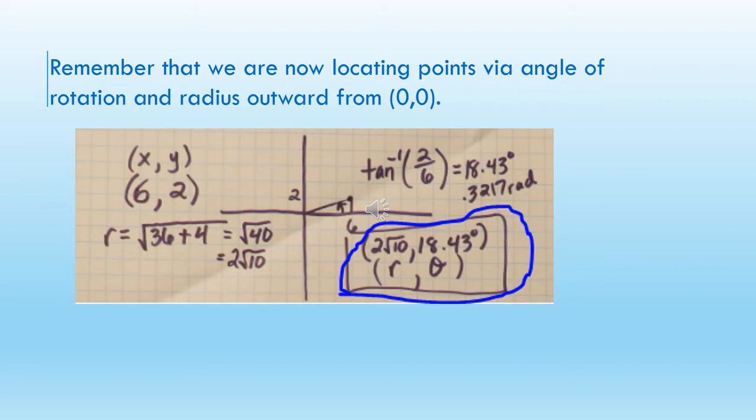positive x-axis. So for example, the point (6, 2), x equals 6, y equals 2, would be located by radiating out a distance of 2 times the square root of 10 from the origin, having rotated 18.43 degrees counterclockwise from the positive x-axis. It doesn't matter if you list your angle in degrees or radians as long as you know what unit you have. So 18.43 degrees could also be listed as 0.3217 radians.